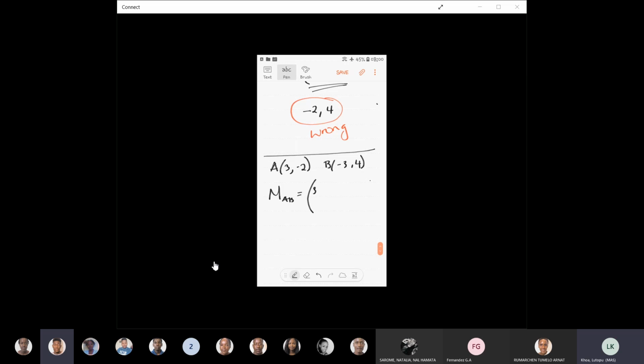So this is 3 plus negative 3, I divide by 2. And then minus 2 plus 4, and then I divide this by 2. Okay, this is just equal to (0, 1), because 3 plus negative 3 is 0, divide that by 2, you get 0. Negative 2 plus 4 is 2. 2 divided by 2 is equal to 1.